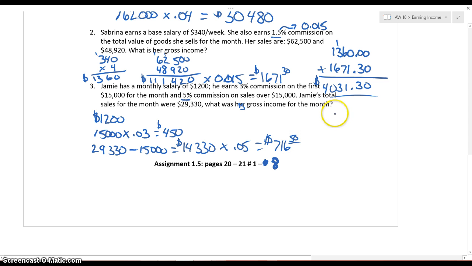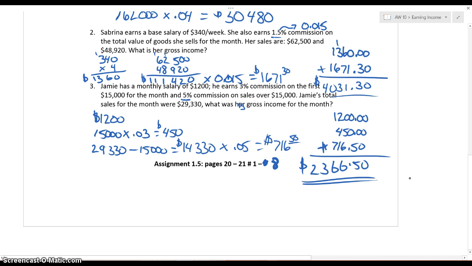So we're going to add all these up. We're going to take the 1,200, the $450, and the $716.50, and add those all up. In total, Jamie made $2,366.50. Alright, I want you to try page 2021 and take a look at numbers 1 to 8.